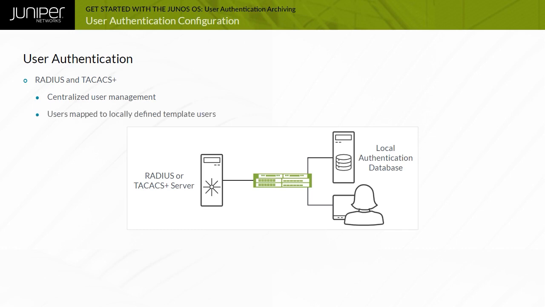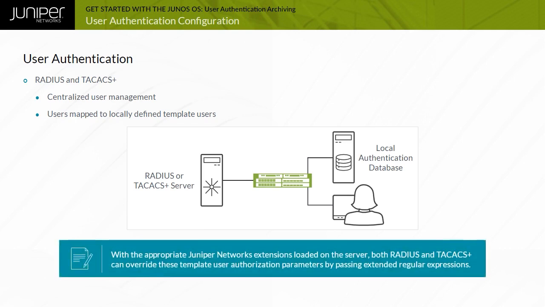Multiple RADIUS or TACACS+ authenticated users can be mapped to a locally defined template user account. Local template user accounts avoid the need for each RADIUS or TACACS+ user to also have a locally defined user account. With the appropriate Juniper Networks extensions loaded on the server, both RADIUS and TACACS+ can override these template user authorization parameters by passing extended regular expressions.